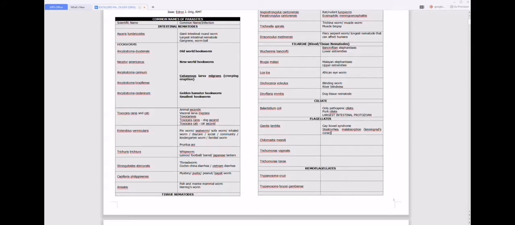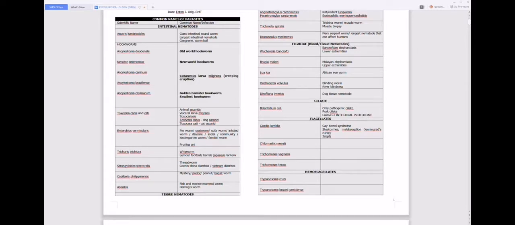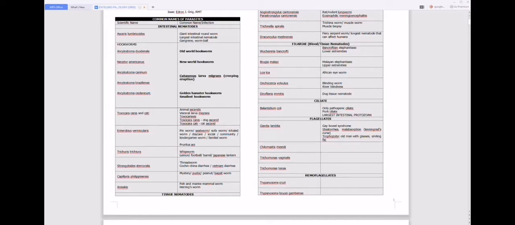Okay, understand? So its trophozoite is very characteristic in shape. So its trophozoite is shaped as an old man with glasses. Di ba? Old man with glasses. And smiling face trophozoite. Now, when you see pictures, alam mo talaga na Giardia lamblia trophozoite siya kasi old man with glasses and smiling face, trophozoite.